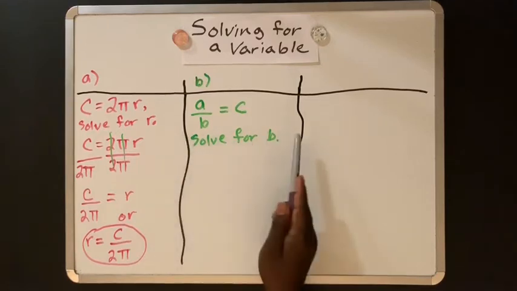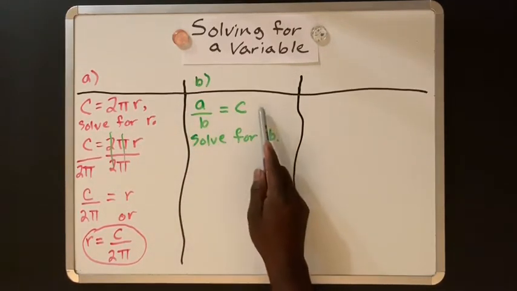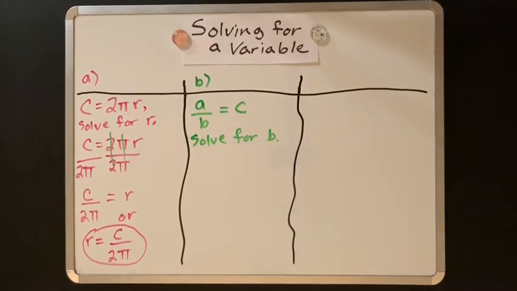If I multiply both sides of this equation by B, B crosses out here, and I get B over here. Then I have C times B. Then I can divide both sides by C and get B by itself. And this is how you got to think about it. You got to know what you're going to do before you even do it, or else you just start doing stuff and it doesn't make sense.